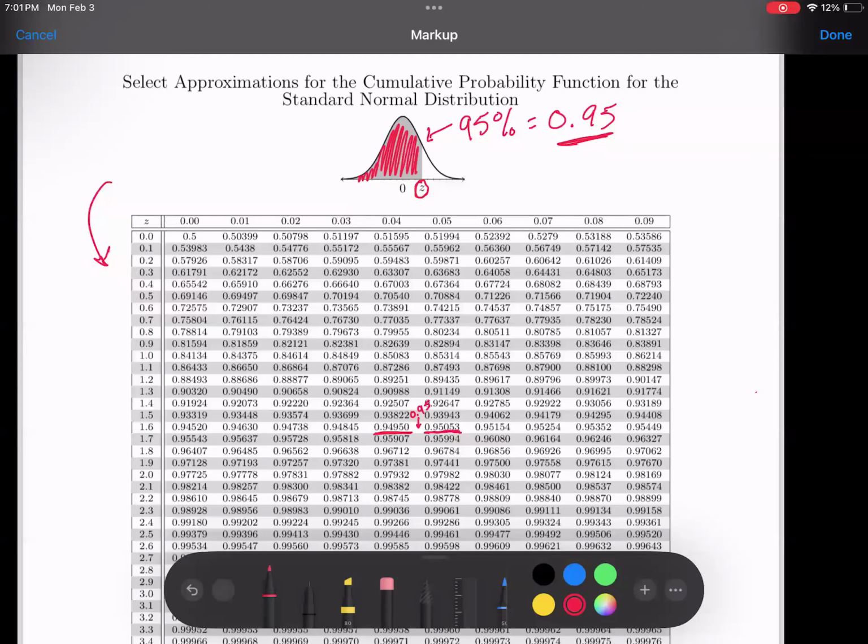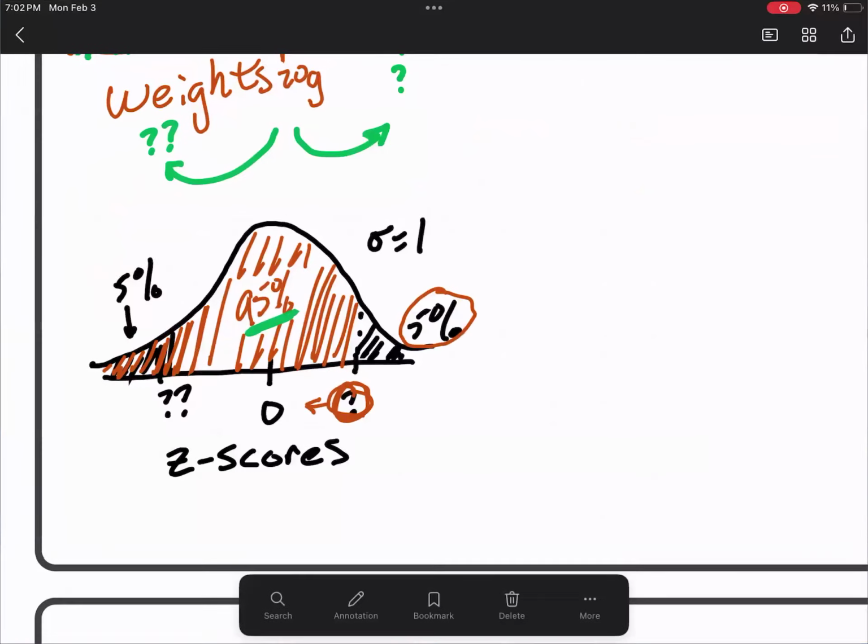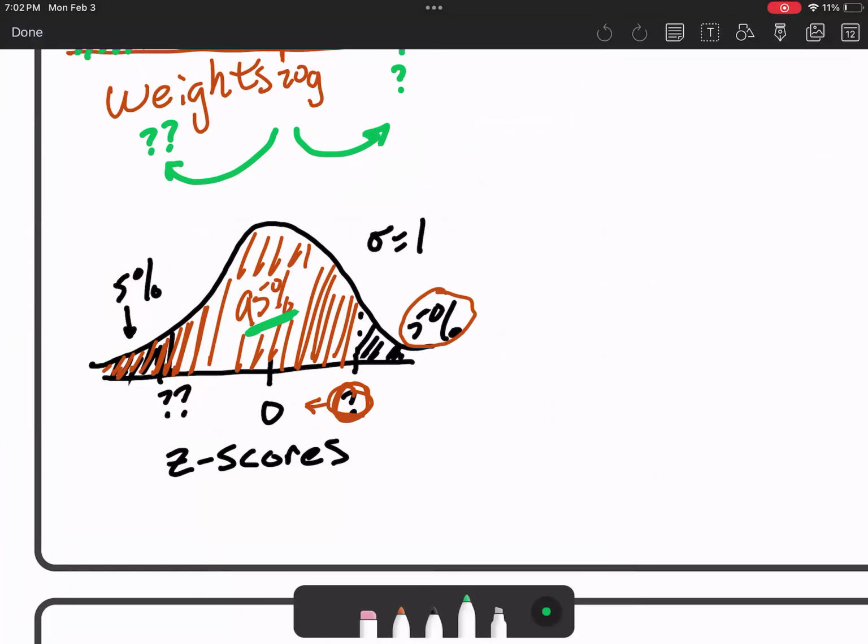So what is the z-score that gives me 0.95 of my area to the left? So my z-score will be 1.6, and then halfway between 0.04 and 0.05. So the z-score that we should pick is 1.645. That would be a great estimate. So let's go back to our work. That z-score right there, which has 95% to the left of it, is 1.645.